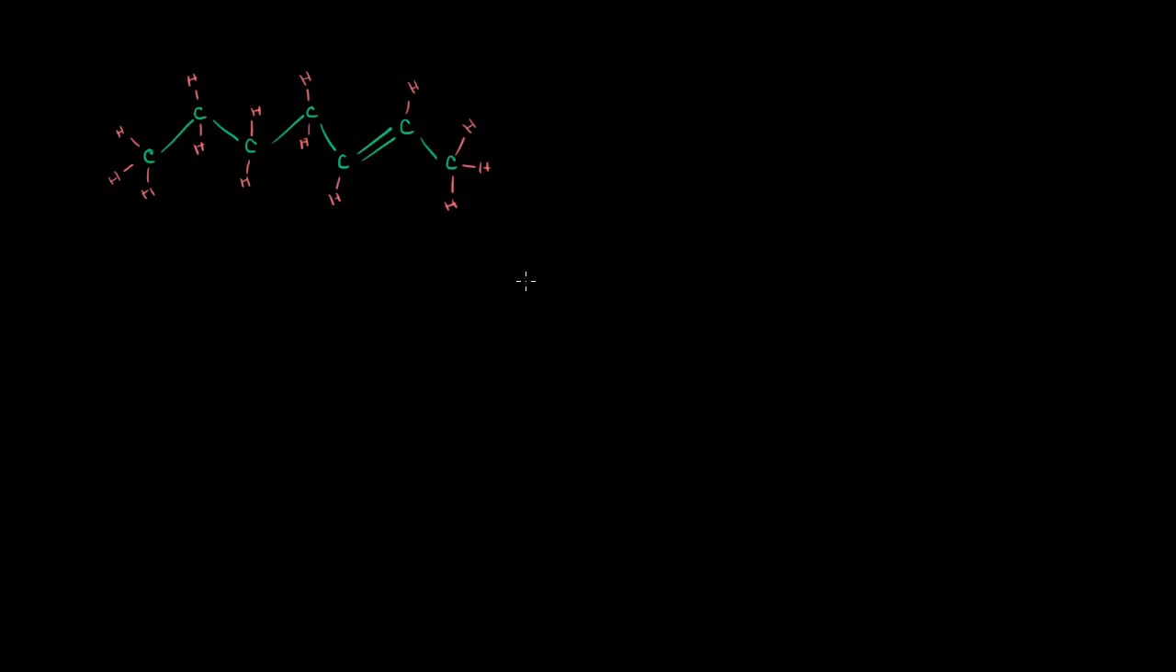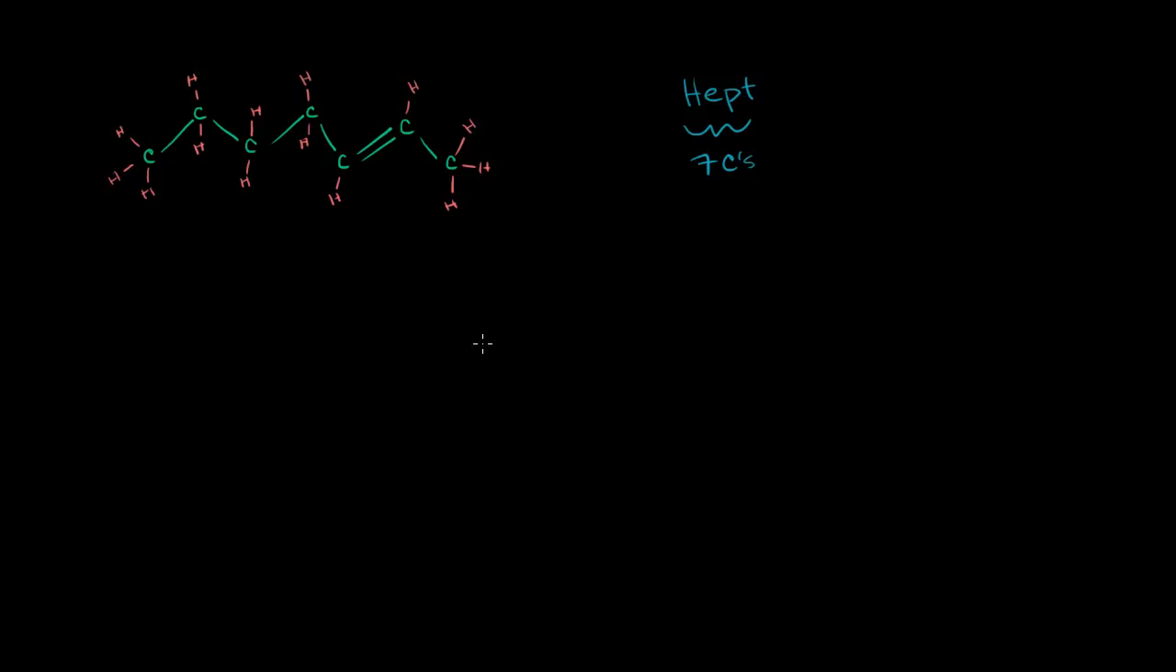So like we always do, let's try to find the longest chain of carbons. And there's only one chain of carbons here. There's 1, 2, 3, 4, 5, 6, 7 carbons in that chain. So we're going to be dealing with hept. That is 7 carbons. But it's not going to be a heptane.